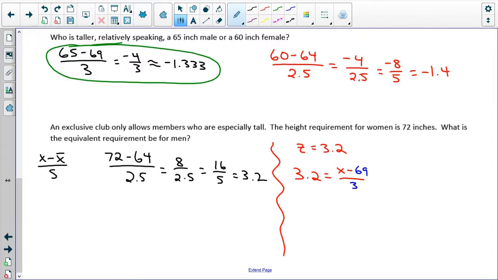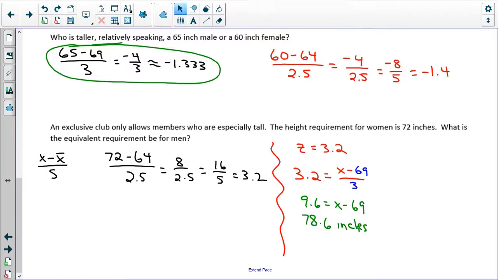So now what I do is I solve the equation. I multiply both sides by 3. I get 9.6 equals x minus 69. And then I add 69 over to the other side, and that's 78.6 inches. So that's about 6 foot 6 3/5 inches for a male to be in the tall people club.